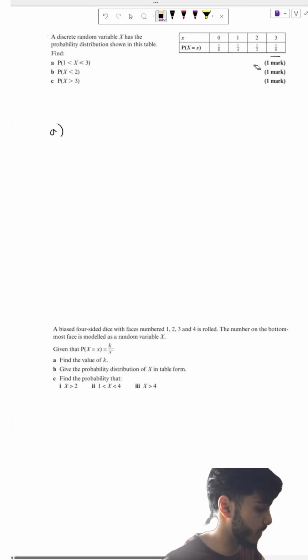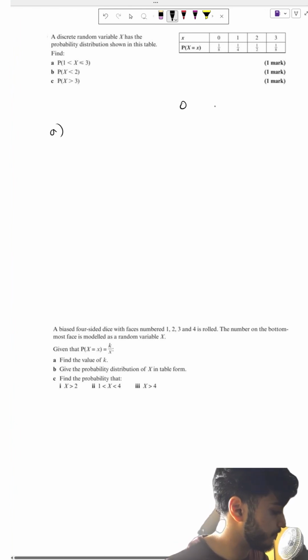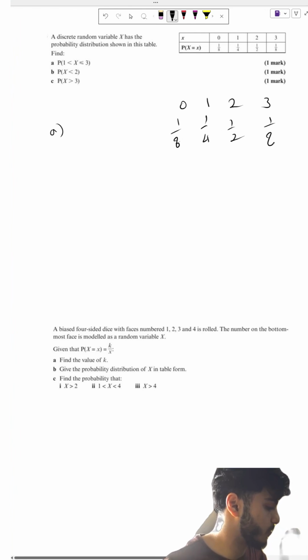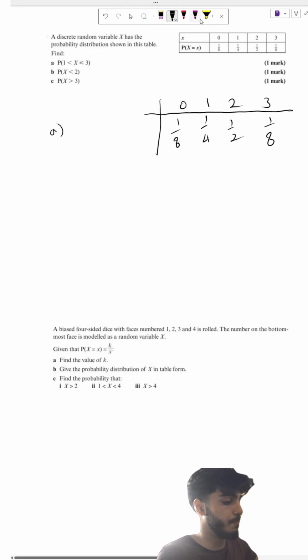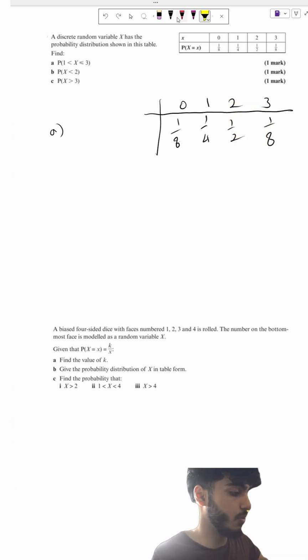I feel like you guys can't see the numbers, so I'm just going to write them a bit bigger. 1, 2, 3. That's 1/8. And that's 1/4. That's 1/2. And that's 1/8 as well. Okay. So we want bigger than 1, less than or equal to 3. So that's going to be 2 and 3. We're going to add the two probabilities together. 1/2 plus 1/8 gives us 5 over 8.